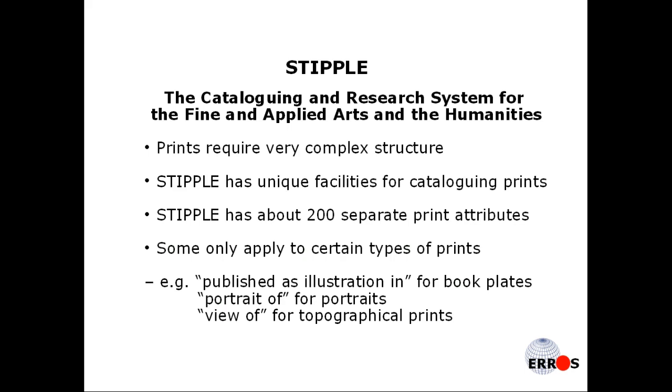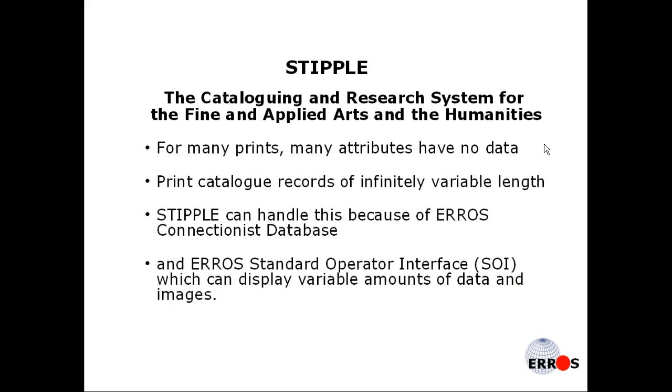Both separately published prints and book illustrations might be portrait prints. If so, we would want to record the name of the sitters. They might be topographical prints, in which case we would like to record the names of the place or buildings illustrated. For a great many prints, the majority of the available attributes will have no data, either because they do not apply, or because data has not yet been found during research.